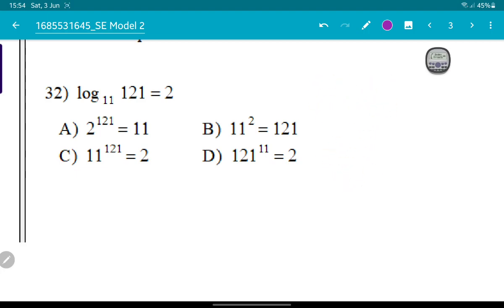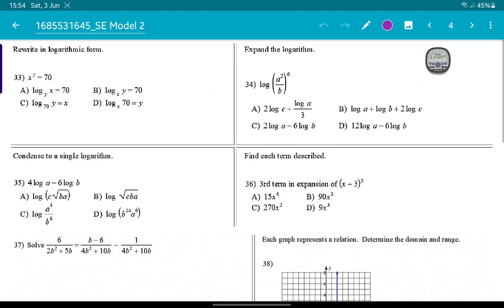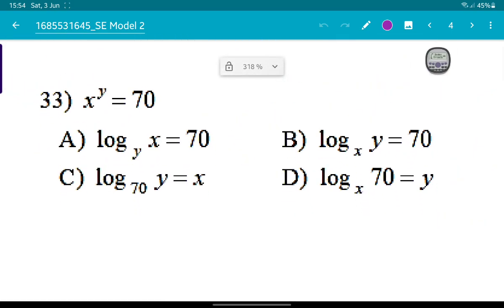So in our case here, this means 11 raised to the second power, 11 power 2, because we said this is the base and this is the power, and the result here equals 121. Okay, this is the inverse of the last one, the base and the power, and this is the answer. So log of 70 to base x equals y.